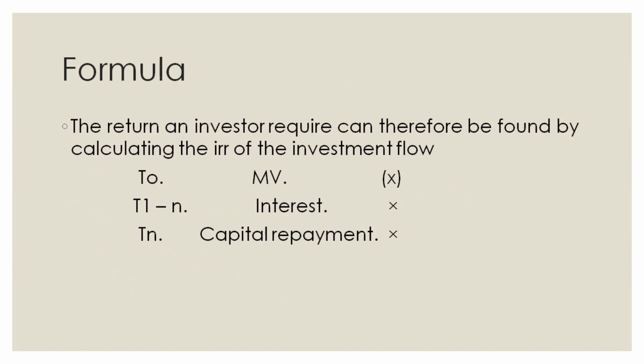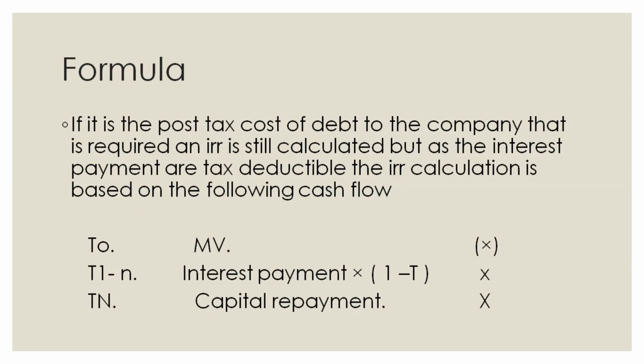The return investors require can therefore be found by calculating the IRR. I am assuming that you all know what IRR is and how we calculate it. So for this, at T0 the market value is always denoted as negative. Then T1 until the period of time you are receiving interest, and Tn is the time when you are receiving your capital amount, when the company is paying back the capital.